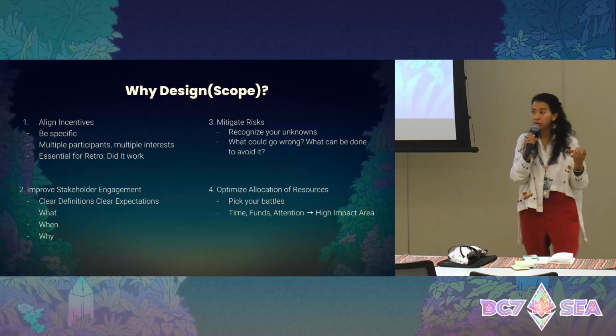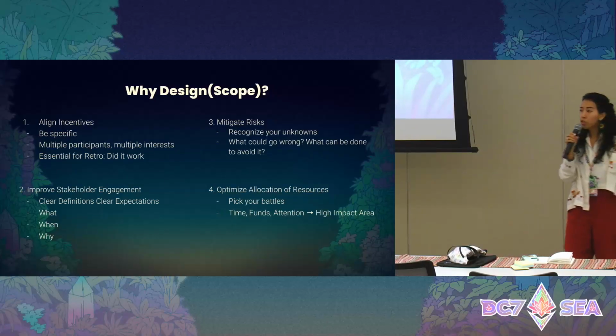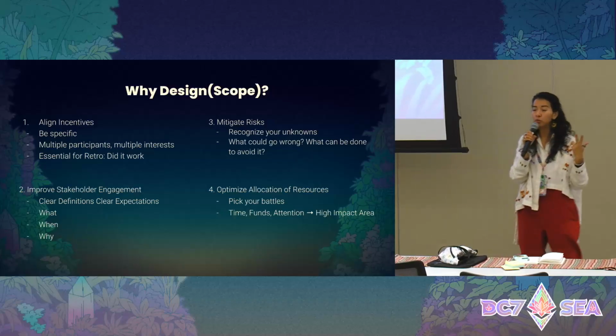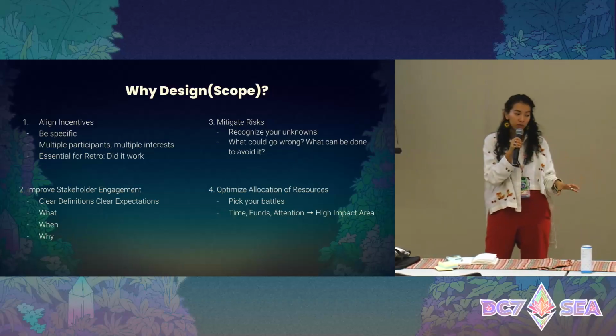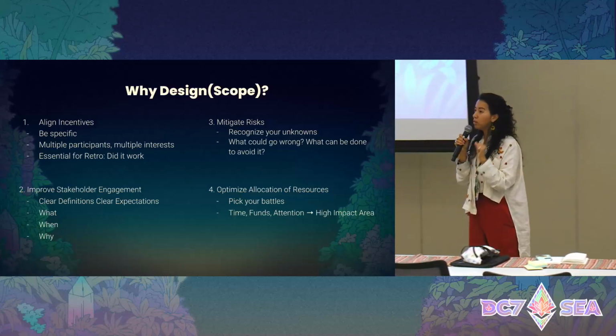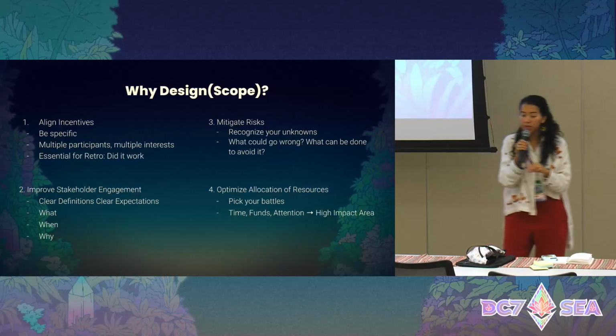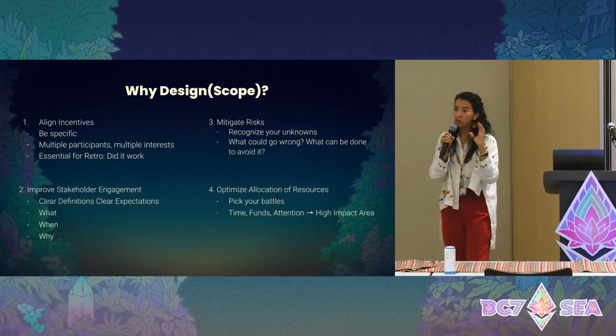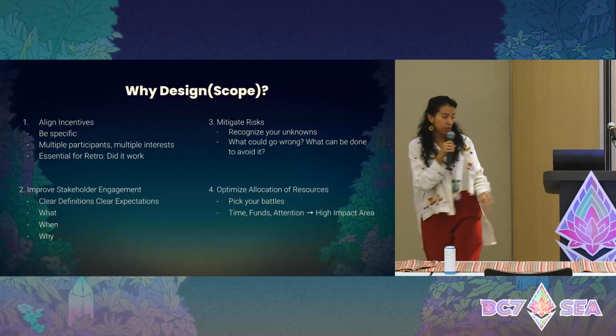You need to be able to clearly identify where should you be putting your time, where should you be putting your funds, and where should you be directing the attention of your community when you're running this type of rounds. You want to identify what are the most high impact areas that you want to be focusing your initial or your first iterations of the rounds on.